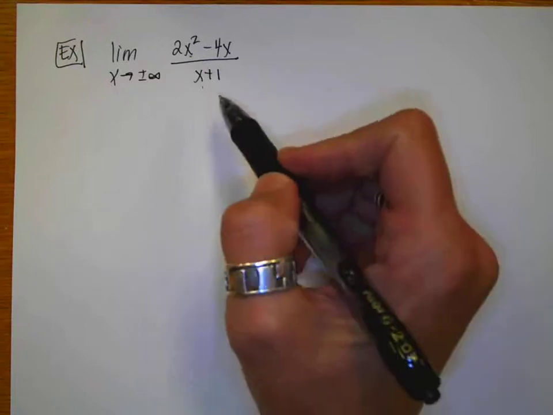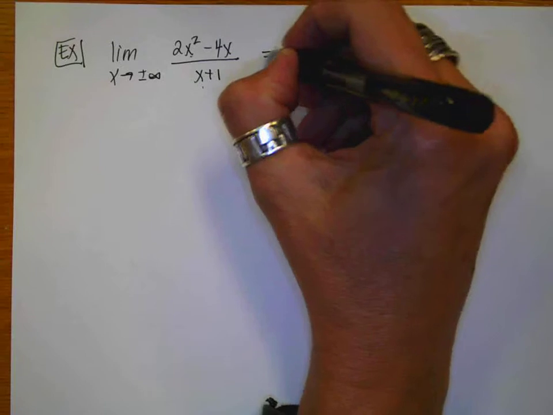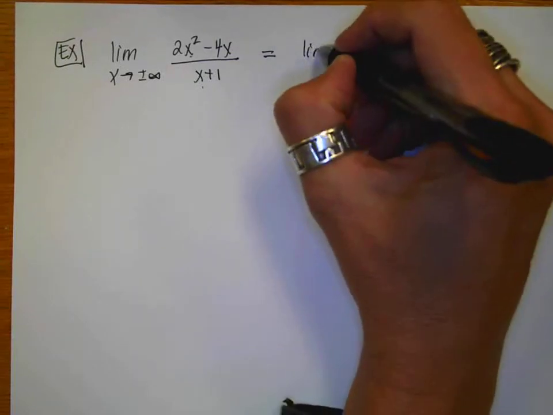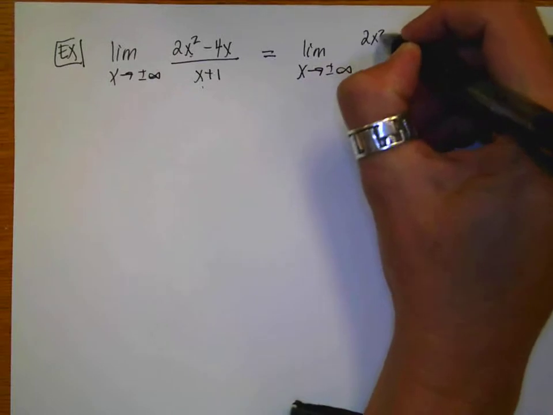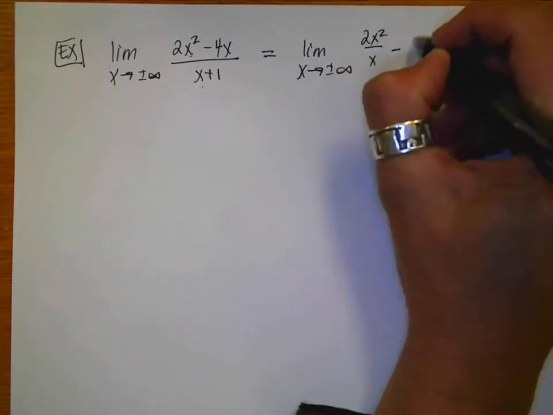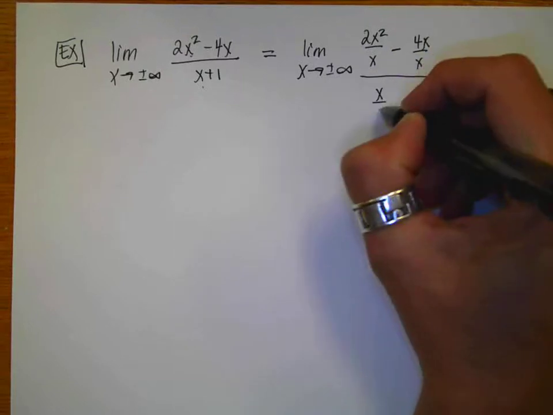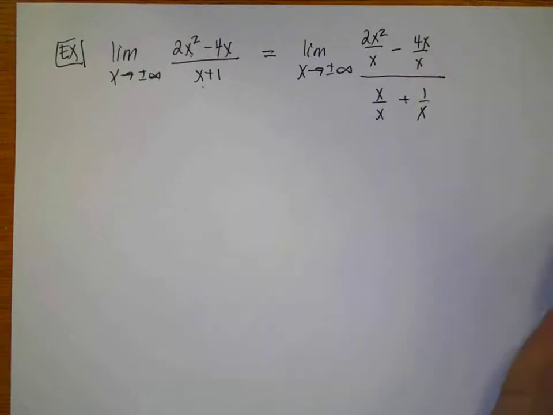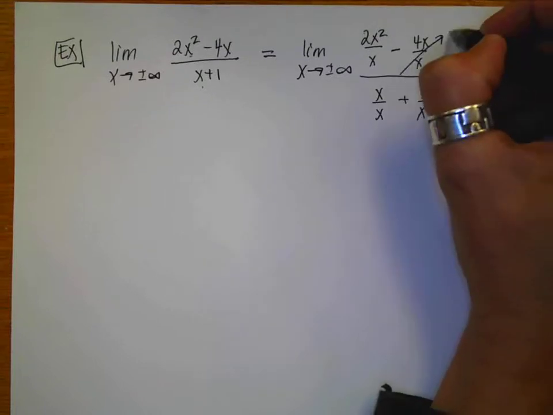If you'll notice, the degree in the numerator is higher, so that means that I have a slant asymptote. So what I'm going to do is divide everything by x. So I'm going to have the limit as x approaches plus or minus infinity of 2x squared over x minus 4x over x, over x over x plus 1 over x.